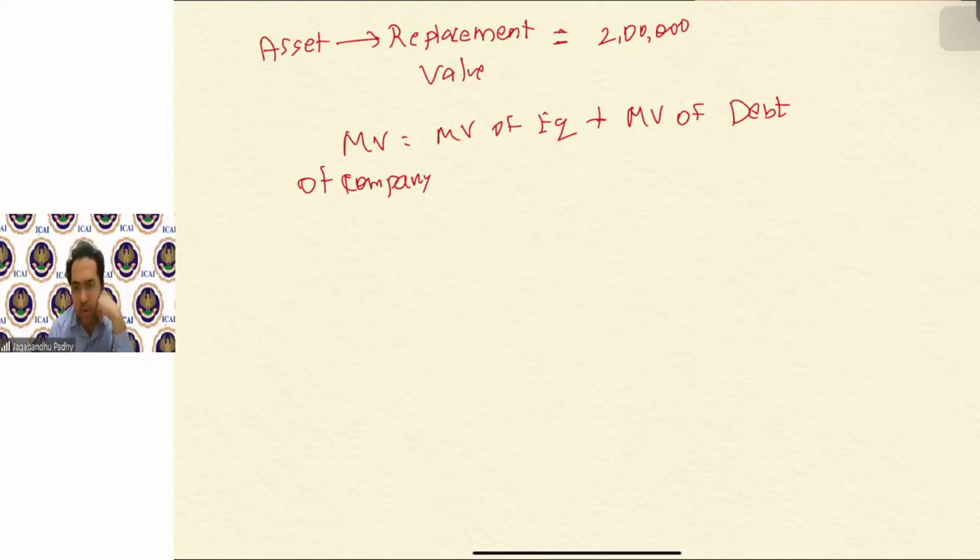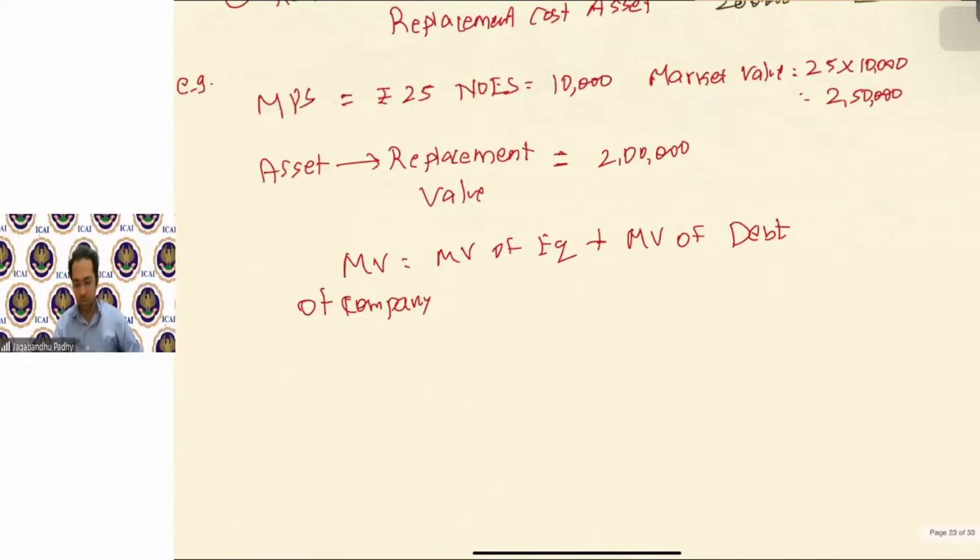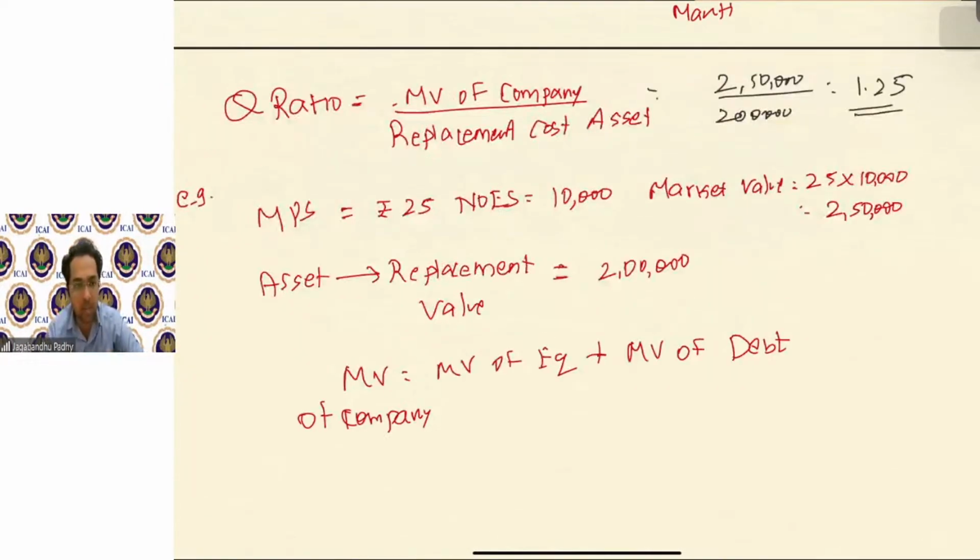Pawan is asking, is book value per share Q ratio? Book value per share is a number, Pawan. It's just the value of one share in terms of books. And Q ratio is the ratio between the market value and the replacement cost of asset.